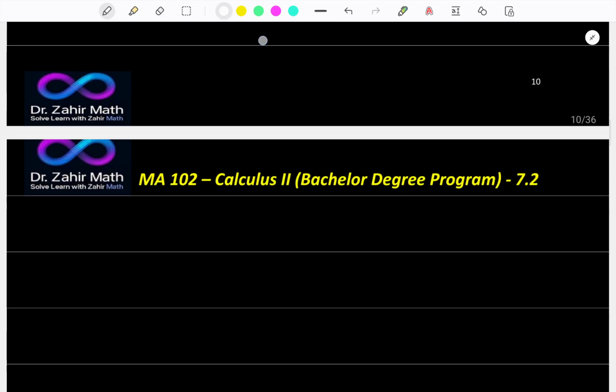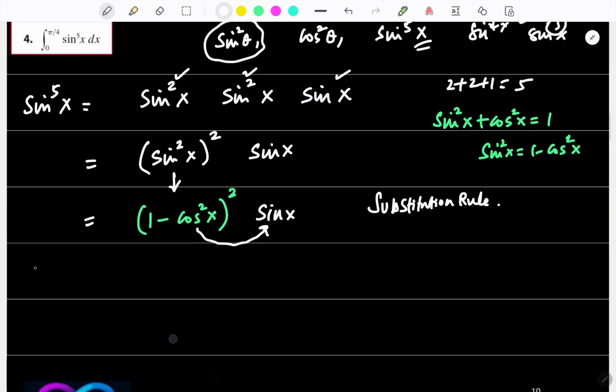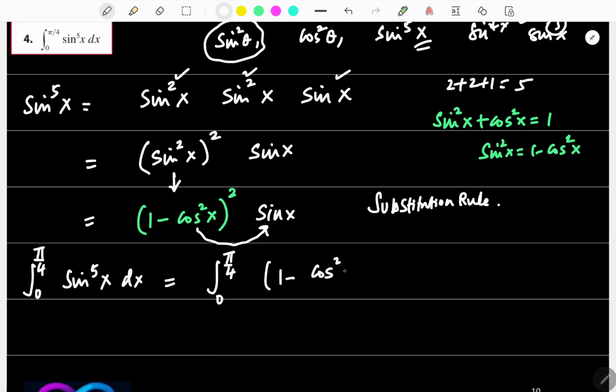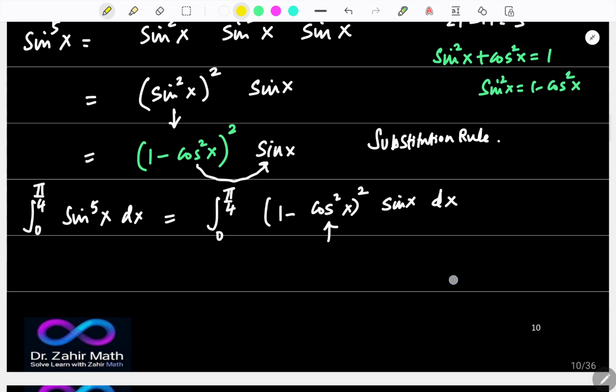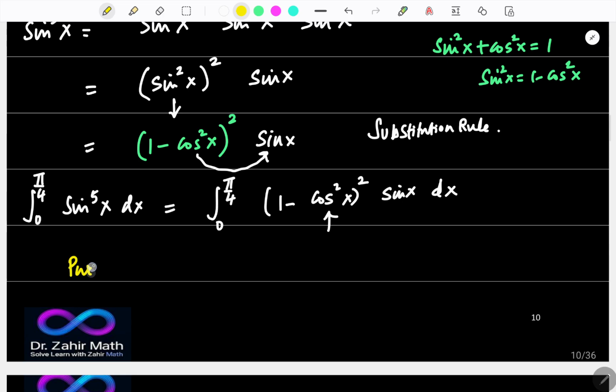So now we are going to start the problem. So what is the problem? Integral 0 to pi by 4 sine power 5x dx is equal to integral 0 to pi by 4 1 minus cosine square x the whole square into sine x dx. Which is giving problem? The problem giving is cosine square x. So this one, I'm going to take it as a substitution. So what I'm going to do, I'm going to put u equals cosine x.